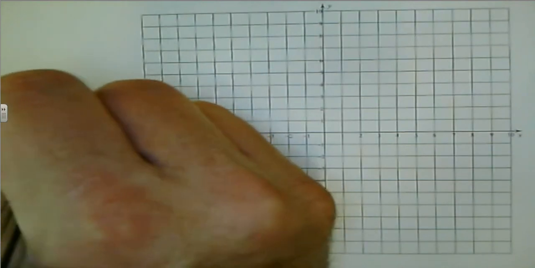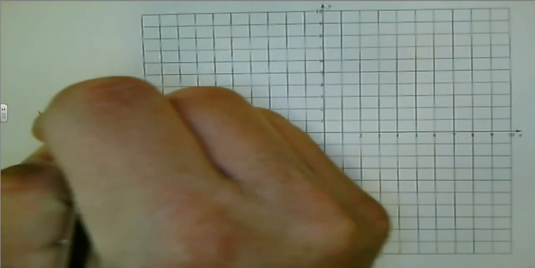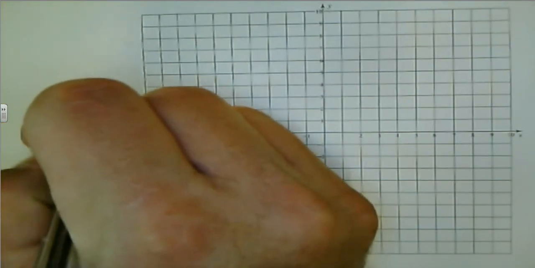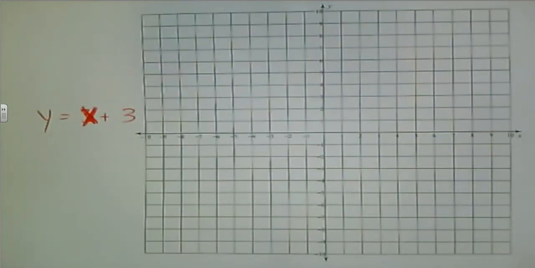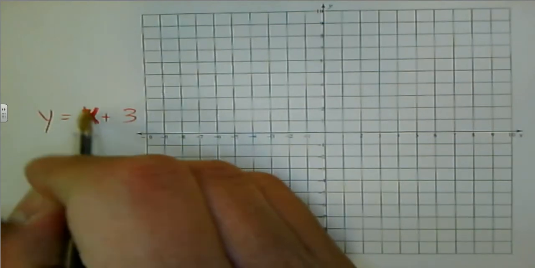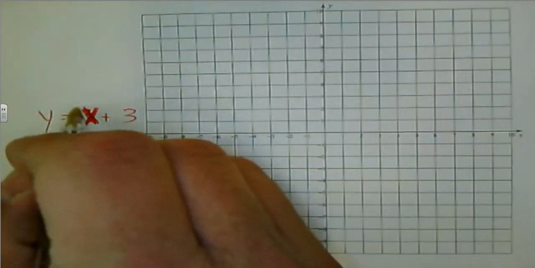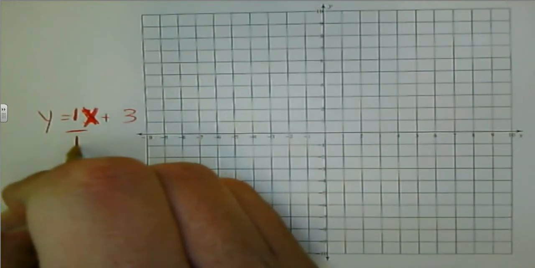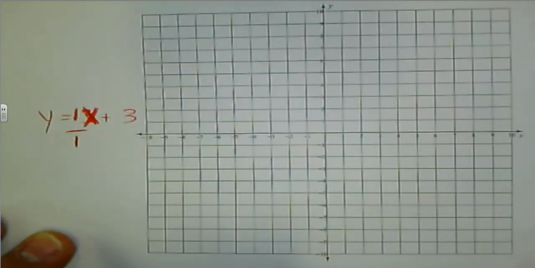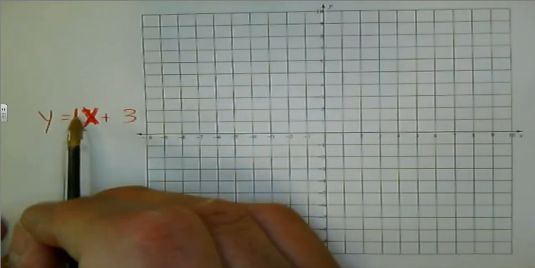And that one looks like this, y equals x plus 3. What people get confused about here is that there is a slope because there's a 1 here. And then we put the 1 over 1. So we have 1 over 1. We put a 1 there.